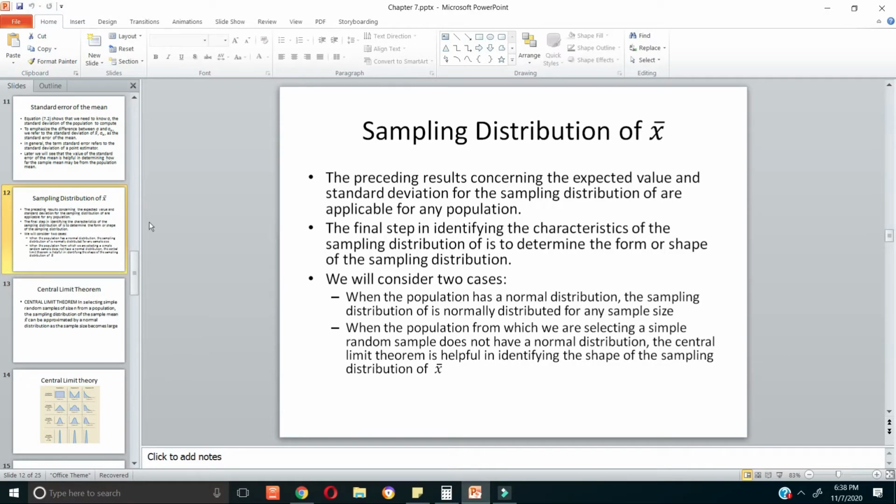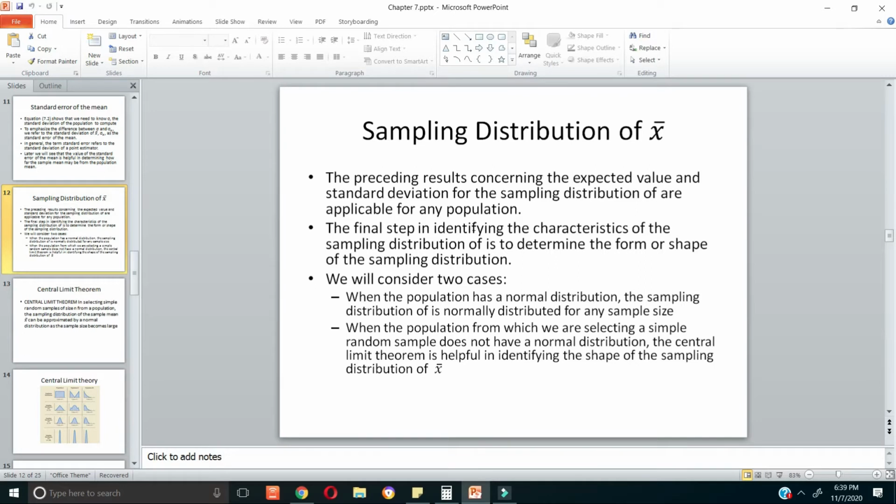Welcome back to part three of chapter 7. We just covered the sampling distributions in a situation where the sampling distribution is normal. So if you have a normal sampling distribution, then it's very obvious. We can apply the formula that we had before.